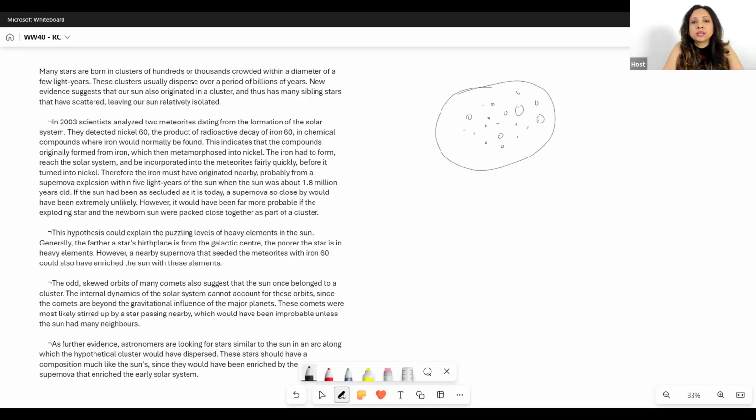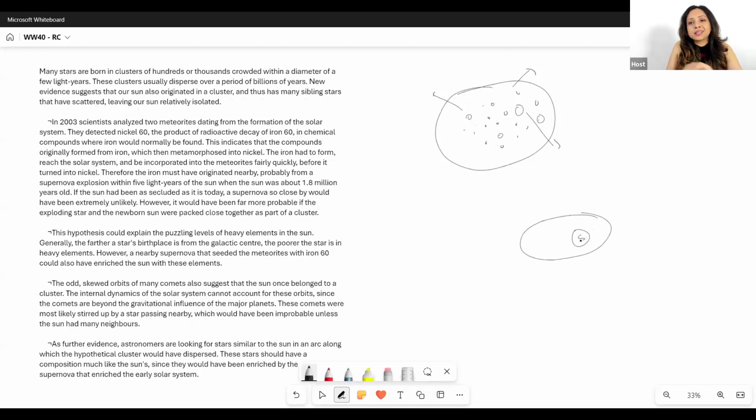Okay, now these clusters usually disperse over a period of billions of years. So now they're saying that this cluster is going to disperse. Essentially, this star is going here, this is going here, so everyone will separate out, right? The cluster will disperse over a period of billions of years. All right. Now, new evidence suggests that our sun also originated in a cluster. And we know that the sun is also a star, right? And thus has many sibling stars that have scattered, leaving our sun relatively isolated. So now the point is that our sun, and all the planets go around it, etc., right? We know that.